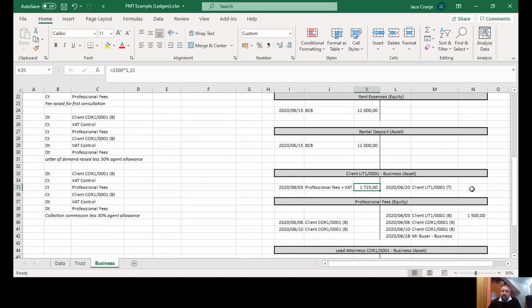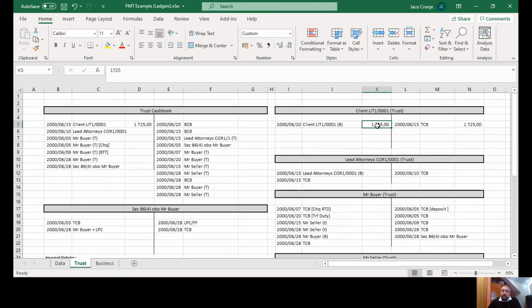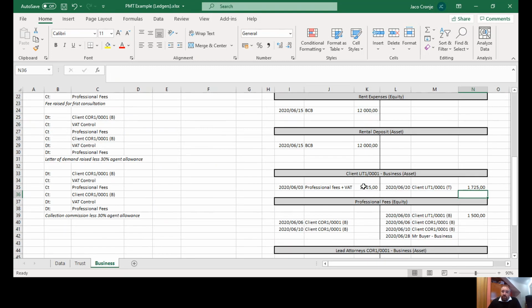On the business side, I'm going to have a credit of 1725. So now if I read through this ledger, what does it tell me? It tells me the client paid that, I moved it to business, he's got no money left in trust. Is that correct? Yes. In business, you owed me that, you've now settled that, you don't owe me any money. So that's the first leg of the transaction.